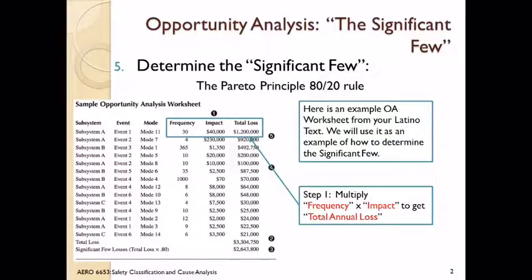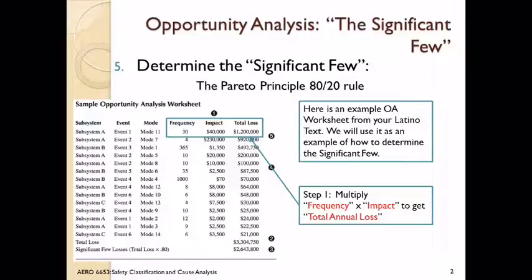Latino text. Frequency is how often the event occurs per year. And the impact, if you remember, is how much each event costs when it occurs. What is the loss to the company every time the event occurs? Multiply the two together, and you get the total loss per year for the event. Do that for each line item.